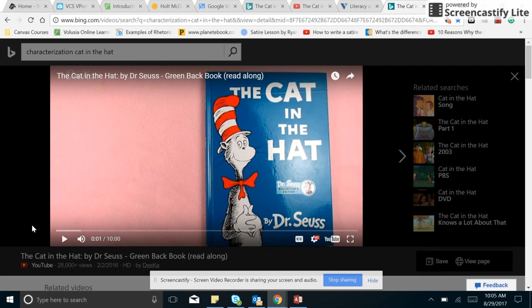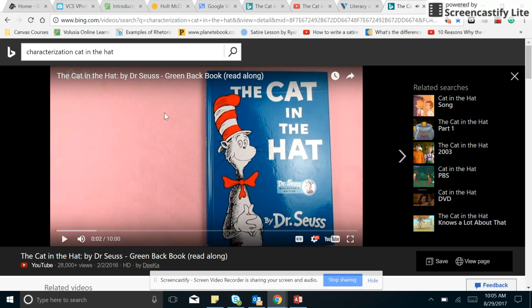If you remember from the previous page, we talked about the types of indirect characterization, and we used STEAL. S is for speech, T is for thoughts, E is for effect on others, A is actions, L is looks. Okay, so we're going to start the book, and I'm going to be pointing out some of these examples. We're not going to go through the whole book. I won't make you do that, but we are going to go until we at least have examples of all of STEAL. Okay, let's start.